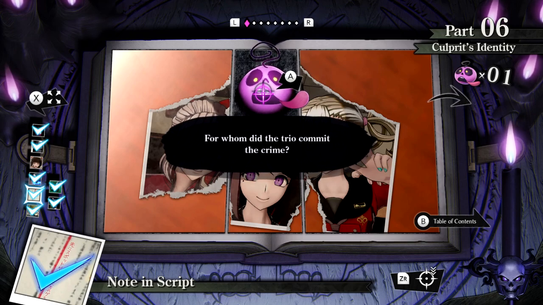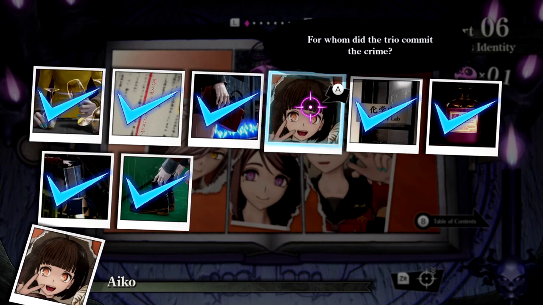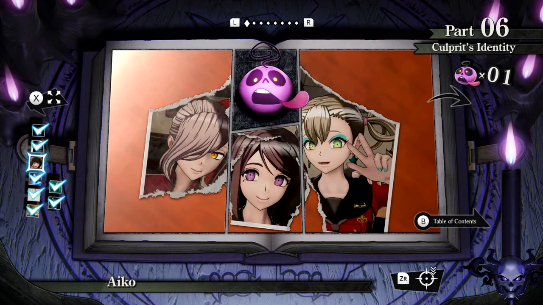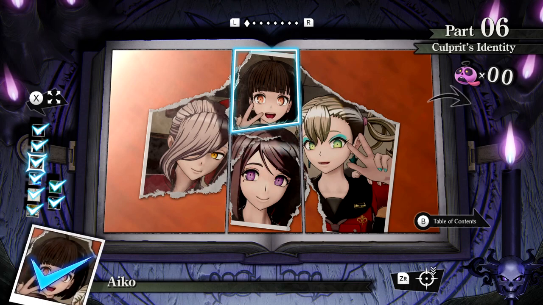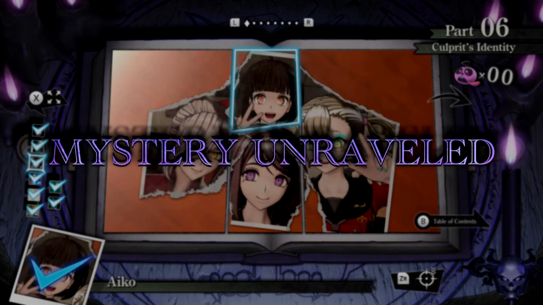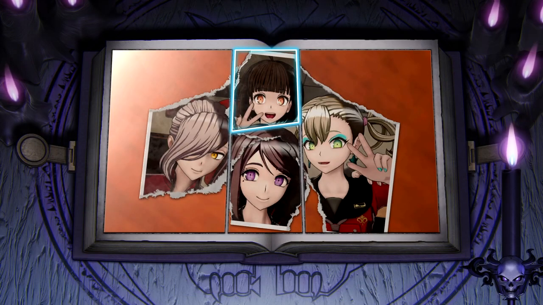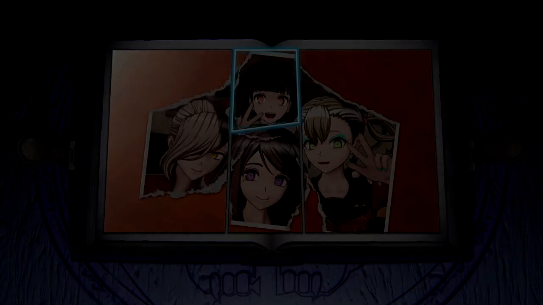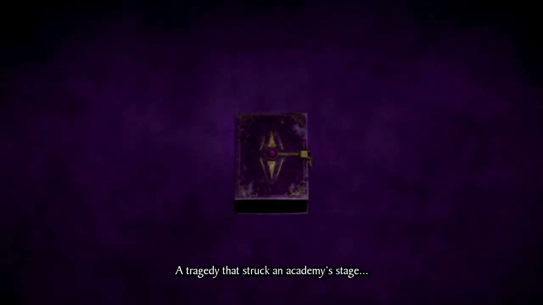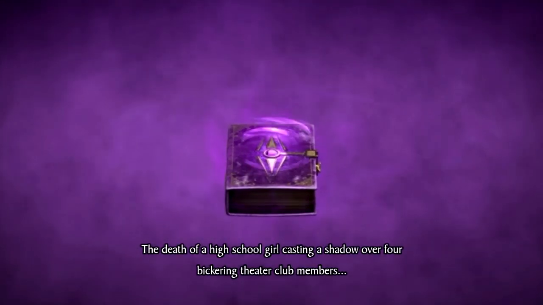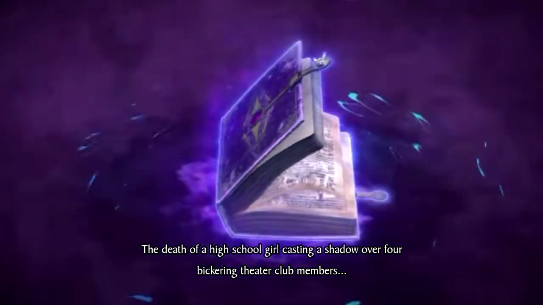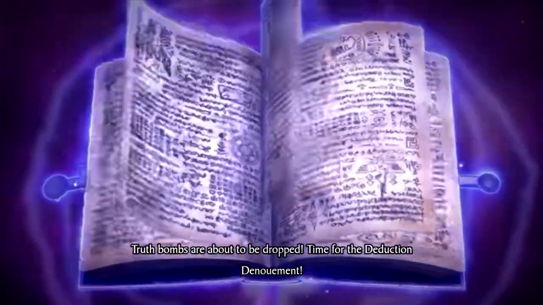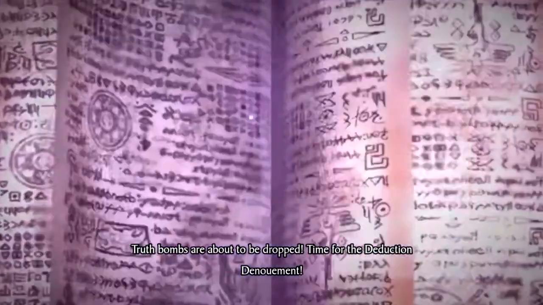Did the trio commit the crime? Step right up! Step right up! A tragedy that struck an academy stage. The death of a high school girl casting a shadow over four bickering theater club members. Truth bombs are about to be dropped! Time for the deduction denouement!